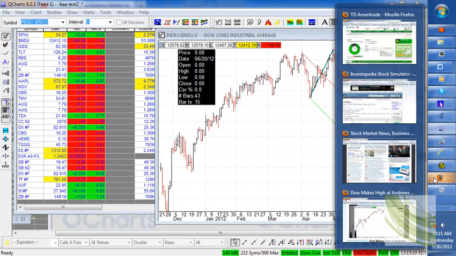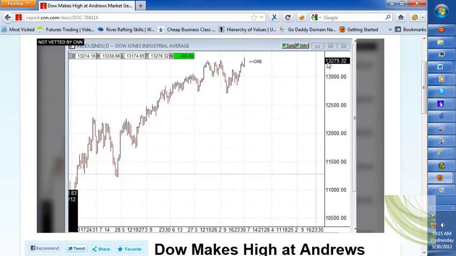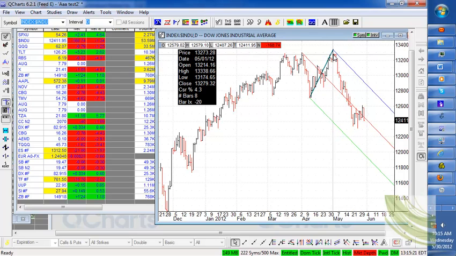And at the time we posted this chart, the value was at 13279.32. Let's take a look where that was. 13279 would be about here. So that's not bad. Give you an idea of what it found.